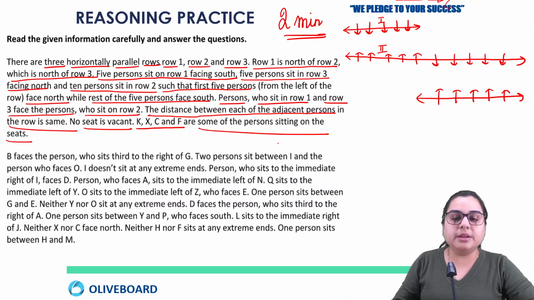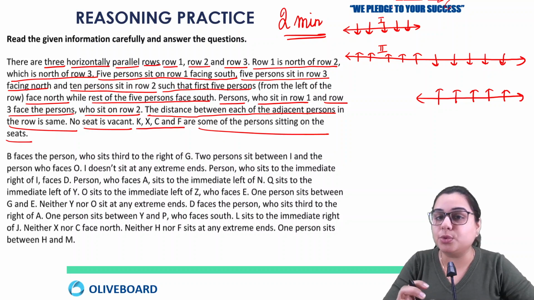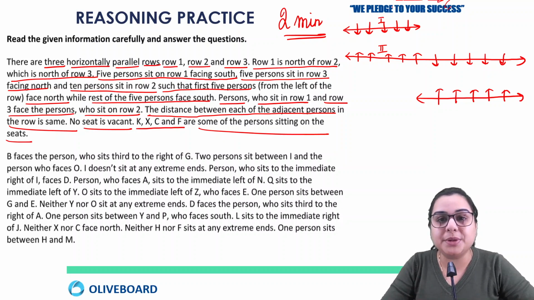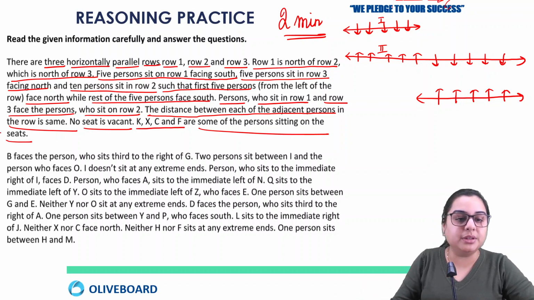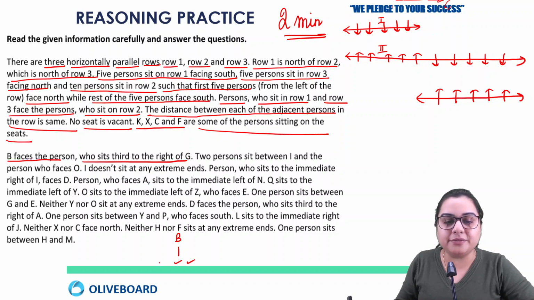If you check this paragraph, there is hardly any information with reference to row number. If he told me that this person is sitting in row 1, row 2 or row 3, it would be easy for us to start. But here there is no such information with which I can certainly mark any person in a particular row. So what are we going to do now? Let's see this information: B faces the person who sits third to the right of G.